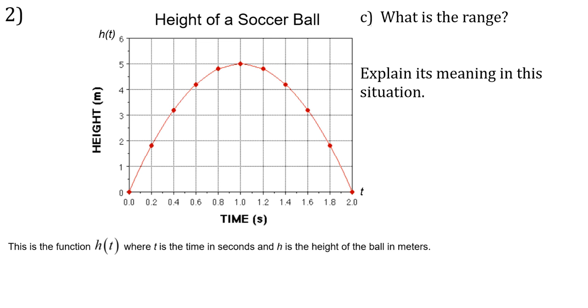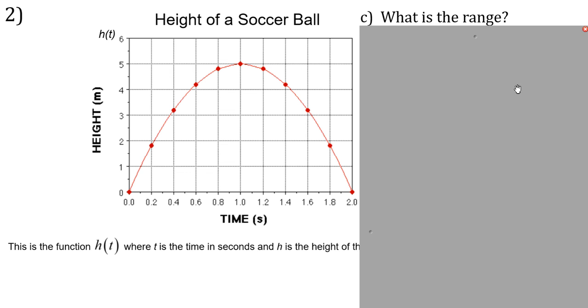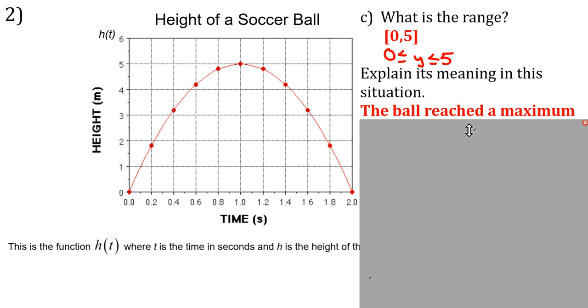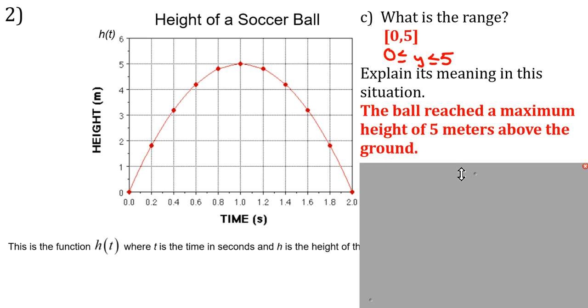What's the range? And explain its meaning. Again, the range is the set of all the outputs for our function, so h of t. And we can see our range starts here at 0, and we're using all the outputs all the way up to and including 5. Again, continuous. So we can have a left bracket, 0, 5, right bracket, or if you're writing it as an inequality, y is greater than or equal to 0, but less than or equal to 5. What does it mean? It means that the soccer ball reached a maximum height of 5 meters above the ground.